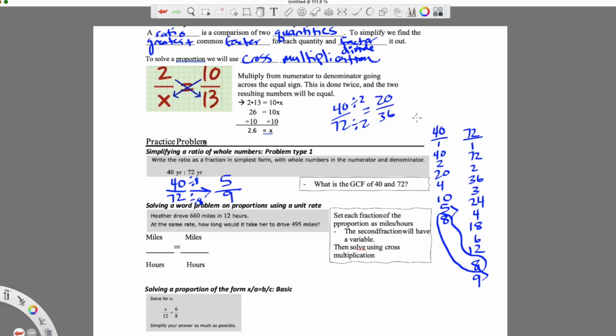Well, they're still both even, so I'm going to divide again. 20 divided by 2 is 10. 36 divided by 2 is 18. Oh, they're still both even, so I'm going to divide by 2 again. 10 divided by 2 is 5. 18 divided by 2 is 9. So if you notice, I end up with the exact same answer, either method that I use there.